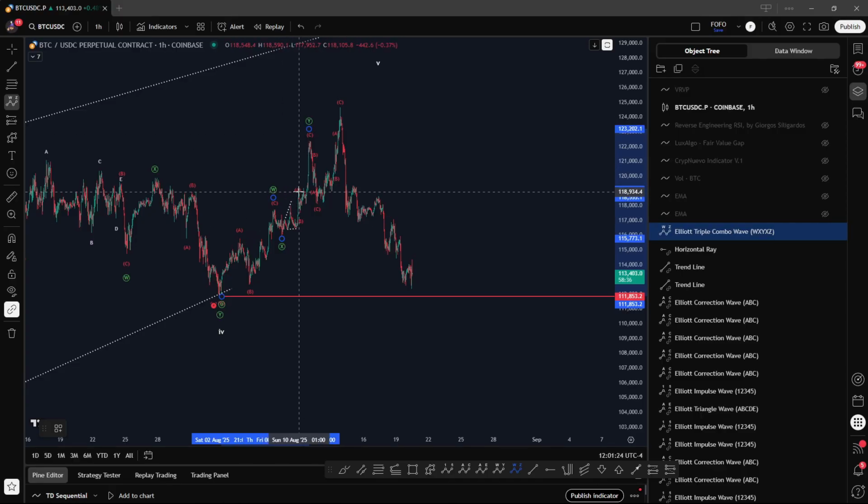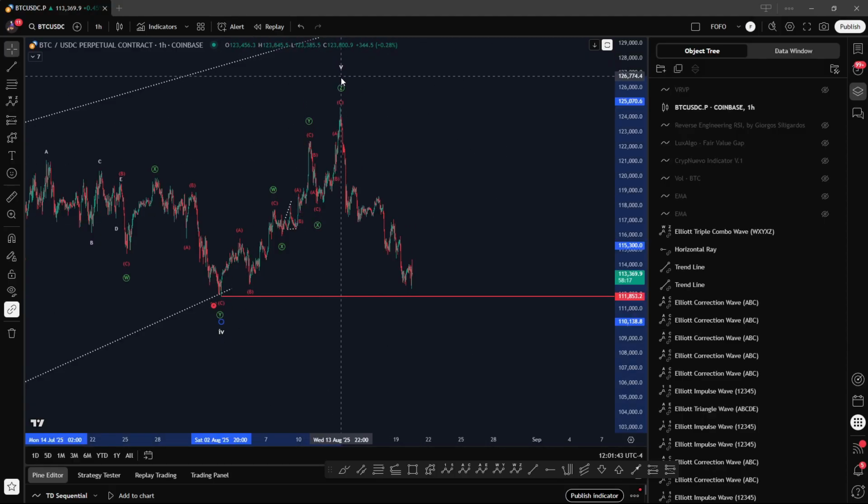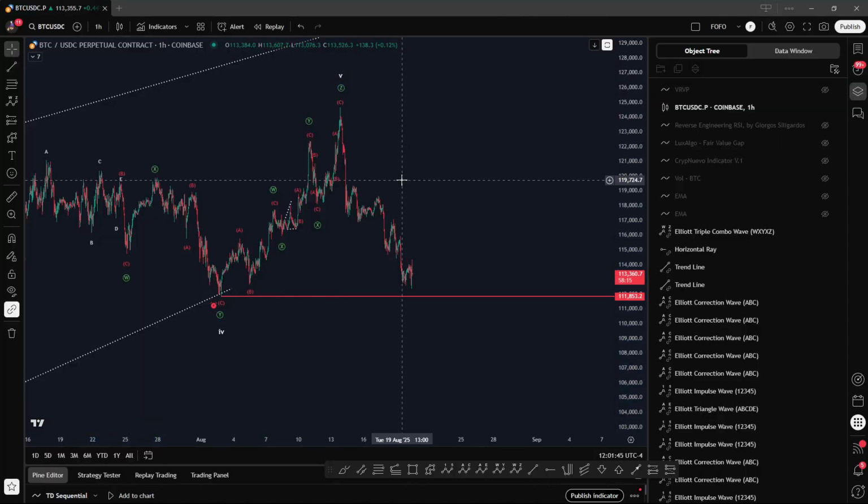Expanding diagonal, by the way, in A, right? That's why I have these little lines here. A, B, C, Y. A, B, C, another X. A, B, C, Y. W, X, Y, X, Z in the zigzag family. So that meets the rules that this 5 can be done.